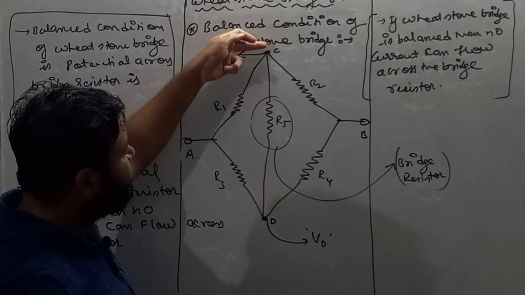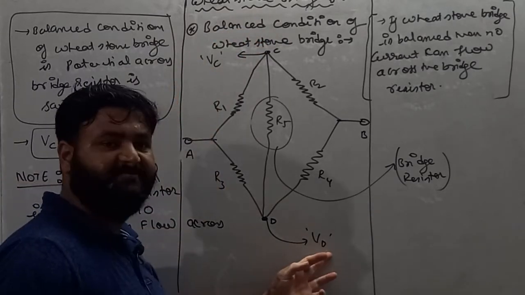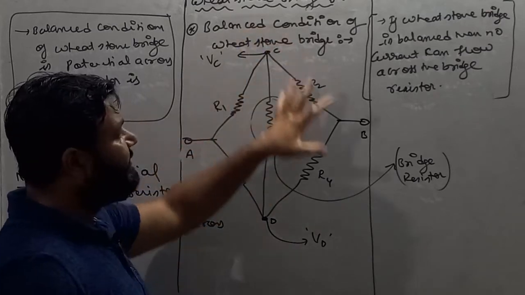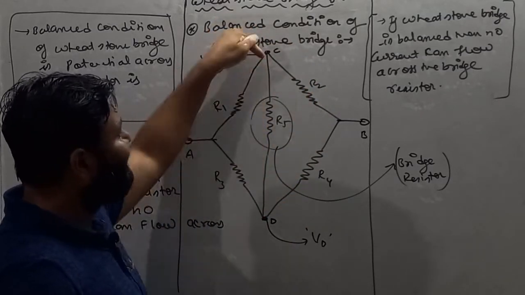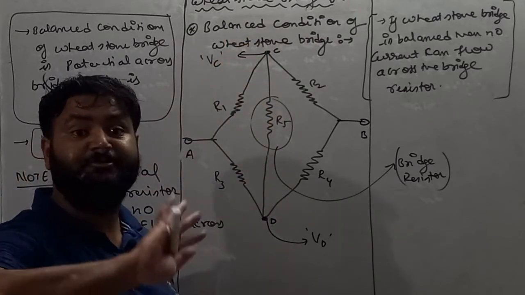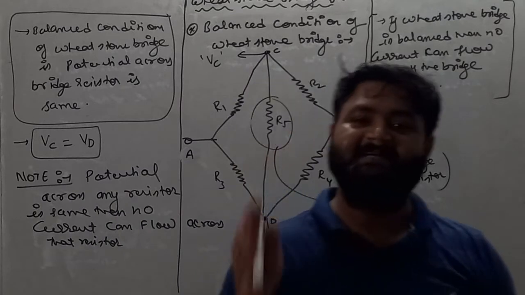So my dear student, if the potential of point C is Vc, the potential of point D is Vd, and we know that the Wheatstone bridge is balanced, then current across the bridge resistor is not flowing because the potential across the bridge resistor is same.